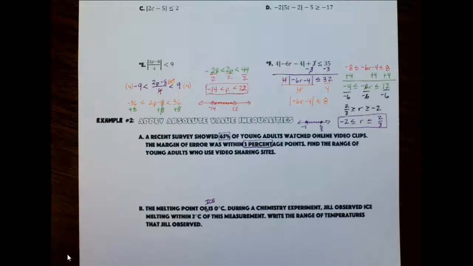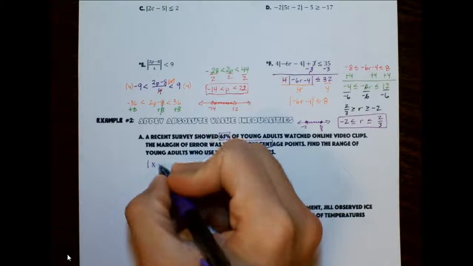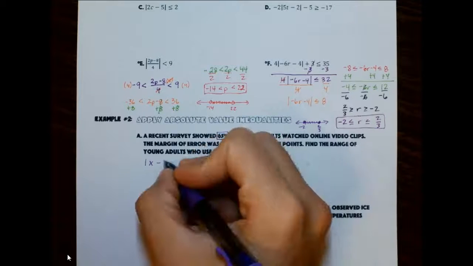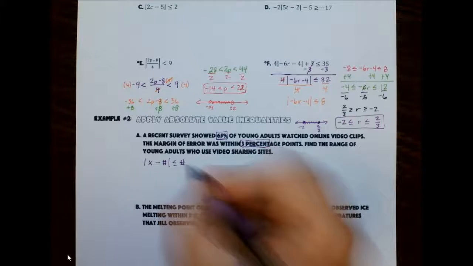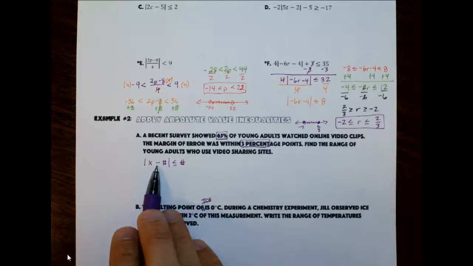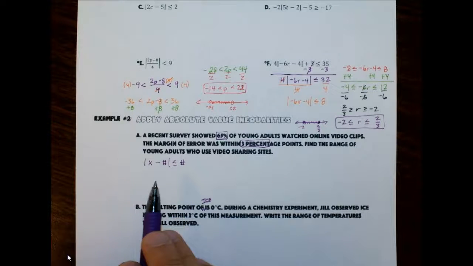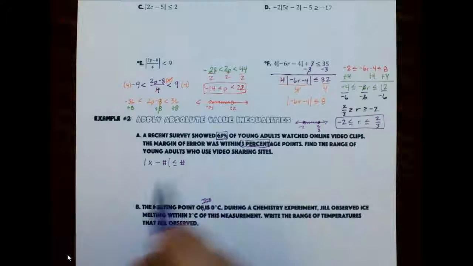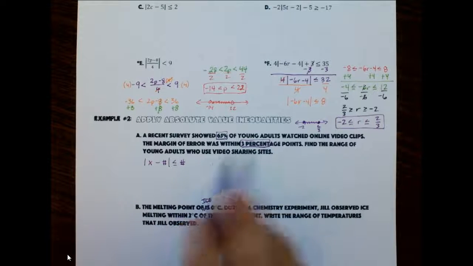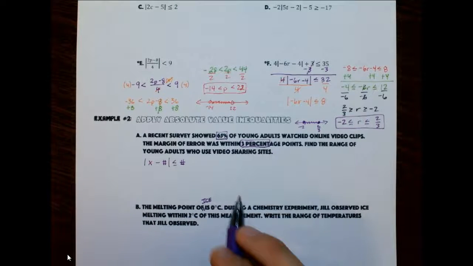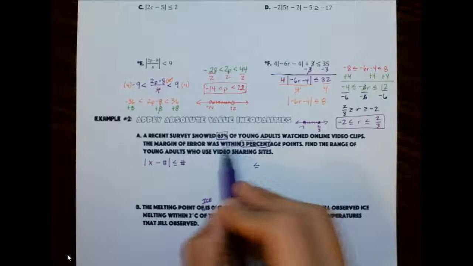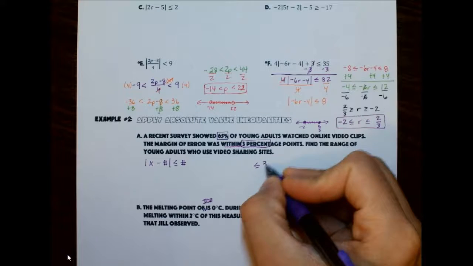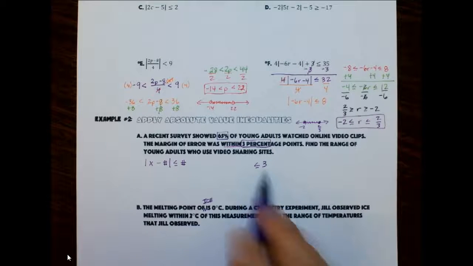Now, absolute value, by definition, is x minus a number, your inequality symbol, and then you'll have another number. Minus is part of the problem, just like in point slope form. So now, when you go to write this, you have to think about what type of problem this is. We are going to have less than or equal to, because it says that it's within 3 percentage points. So that's going to be less than or equal to 3 percentage points.